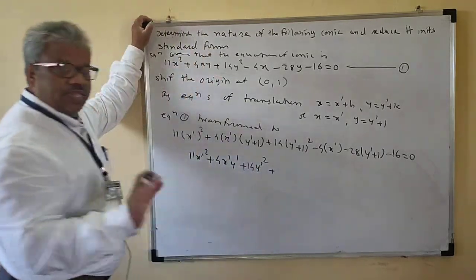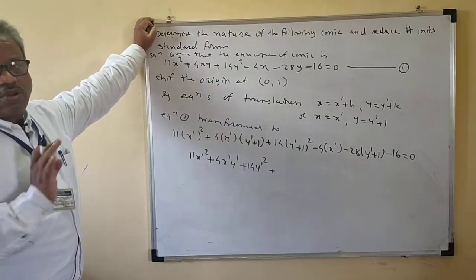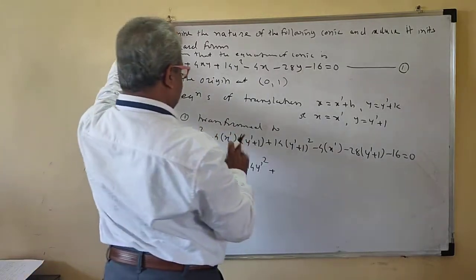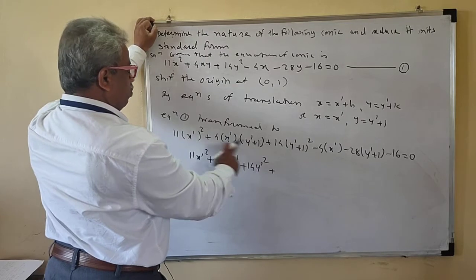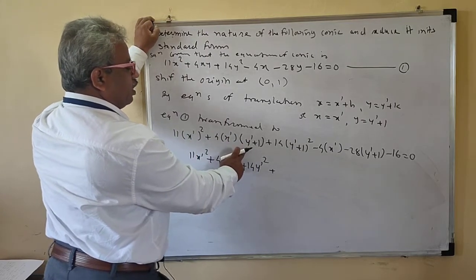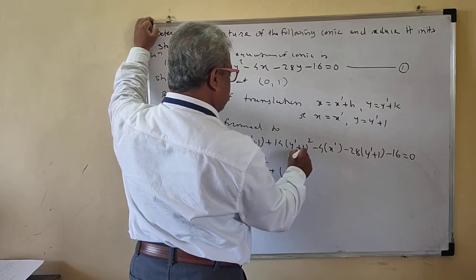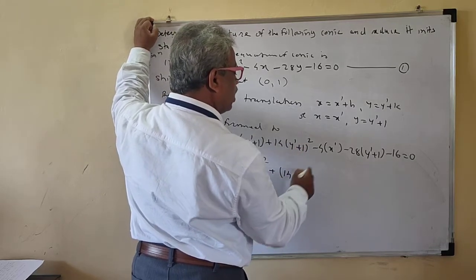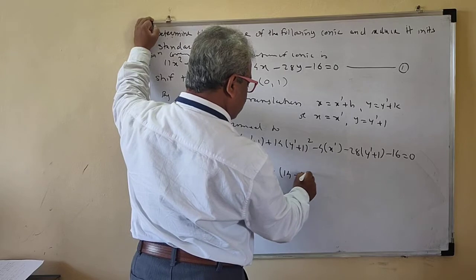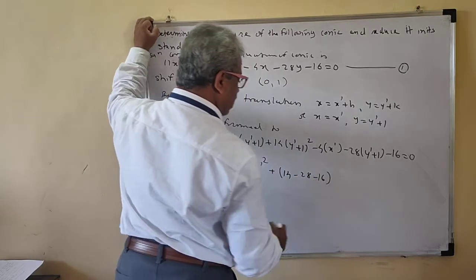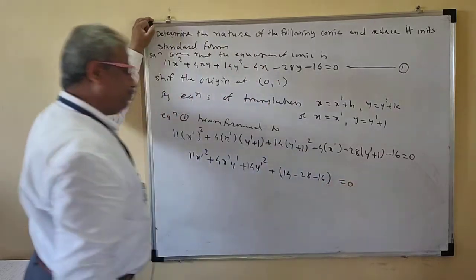So we'll check whether this is correct. If your center is wrong, then we get a wrong answer, and your constant will be wrong. Now we'll collect the constant only. Where do we get the constant? These terms don't give a constant. Here, 14 times 1 square means 14, so the constant is 14 here, then minus 28, and here minus 16. Minus 16 is equal to 0.